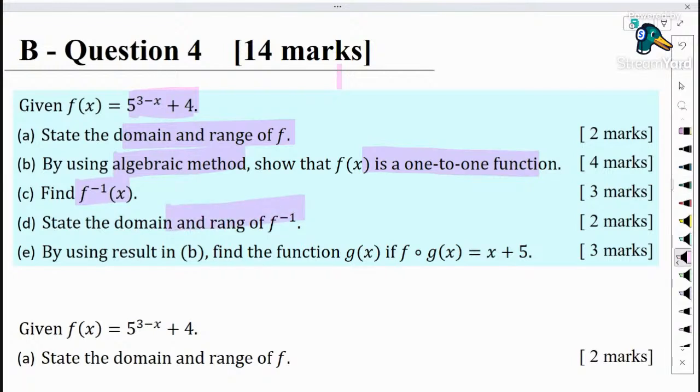I think there is a wrong spelling here. In the range, the E is missing. Then, using the result in B, I think it's not result in B. I think it's a typing error. It's supposed to be result in D. Sorry, not B. Result of the inverse function. It should be the result of the F inverse, we find this answer here. Sorry for the mistake in the questions.